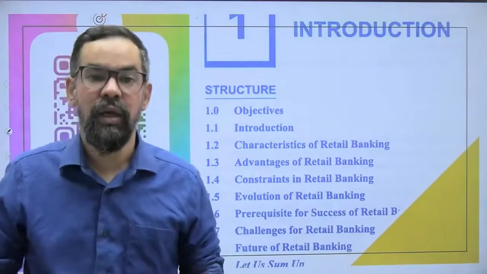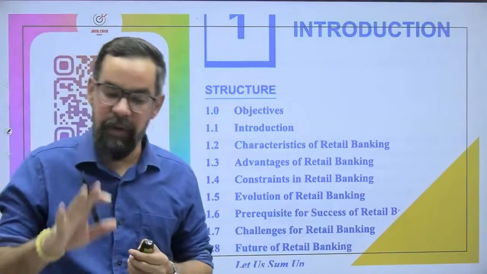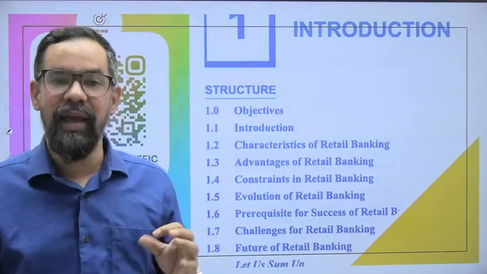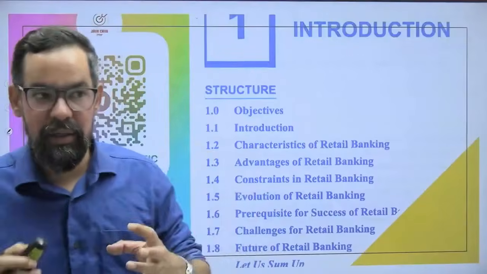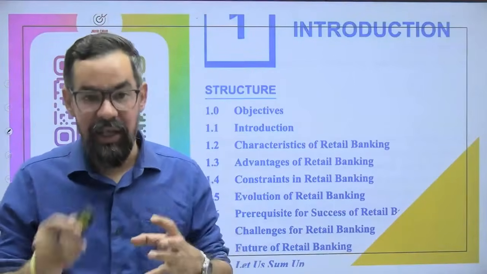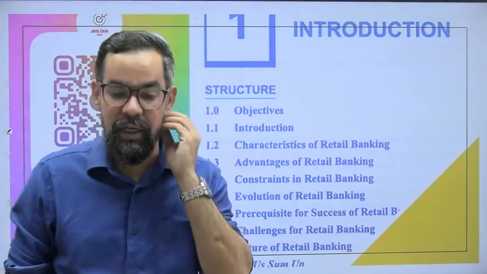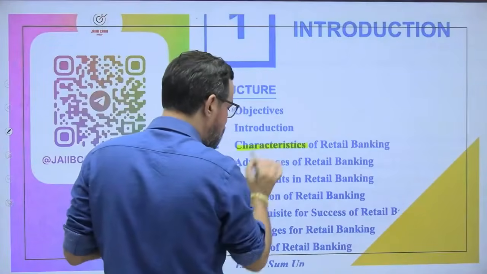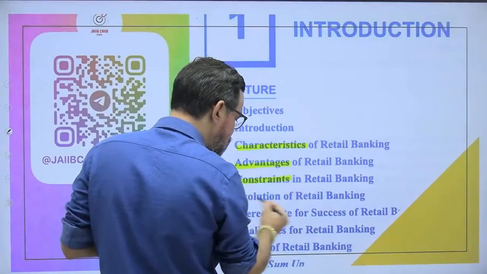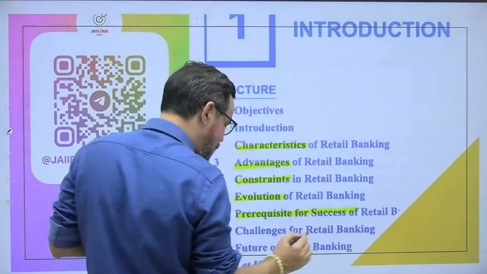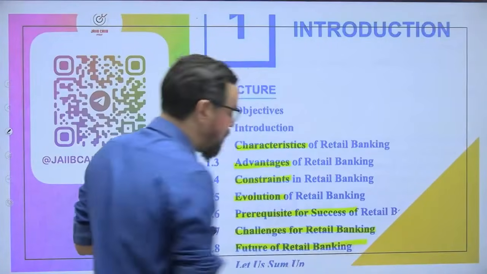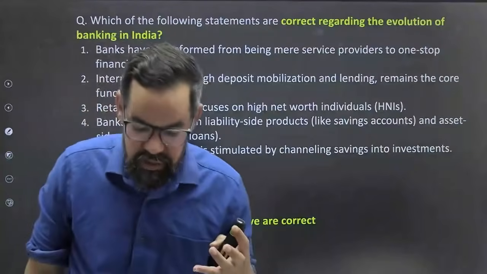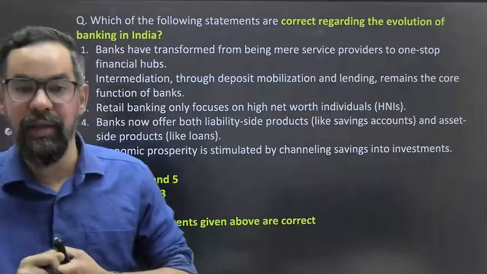From this unit, you may expect a 2 marks question, and a very important one, because if you go through your Macmillan book also, with every unit they have explained the retail banking scope, characteristics, or we can say advantages, challenges. Okay? So these are generally areas which are part of this one. So: introduction, basic features, advantages, constraints, evolution, prerequisites for success of retail banking, challenges, future of retail banking. These are the subtopics. One by one, with the help of multiple MCQs, statement based MCQs, we are going to discuss these in detail, right?